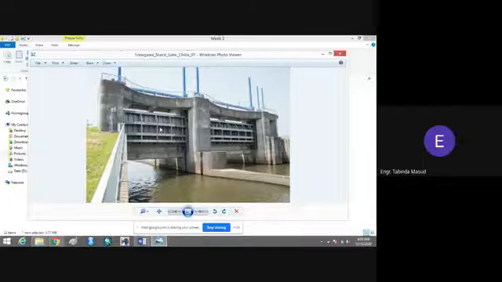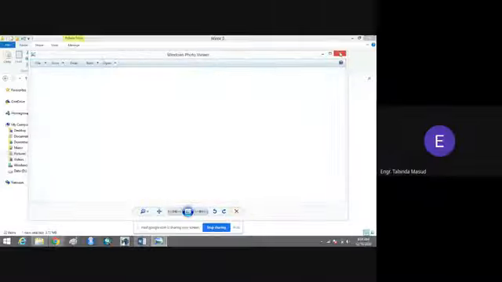When you need to raise the level of water, then you close the gate, and when you want to allow water to flow towards the downstream side, then you open the gate. So the gates are operated mechanically. So these are the sluice gates.